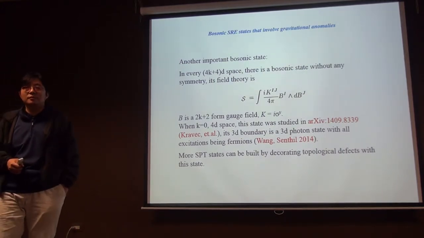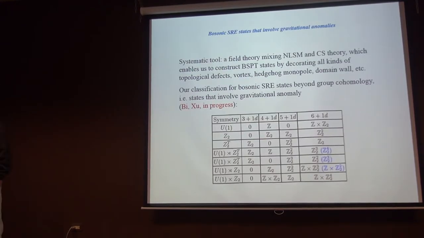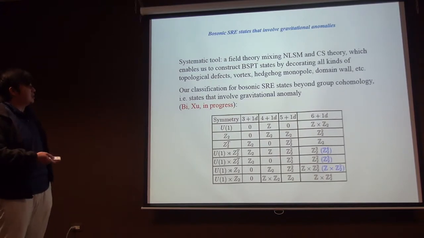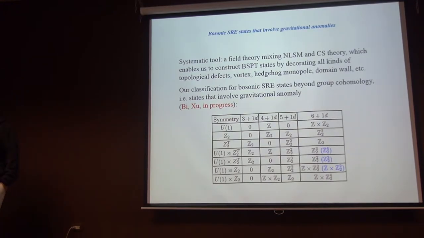Okay, so here's the table. So we have a classification for all these states beyond cohomology. Okay. So any questions on this part before I move on to the next subject?